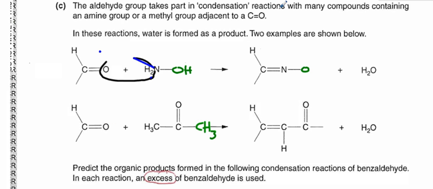It says that condensation reactions will occur with many compounds containing an amine group or a methyl group adjacent to a C double bond O. So they will occur with a methyl group adjacent to a C double bond O. Here I've got one methyl group, two methyl groups, both adjacent to the C double bond O. And I've got lots and lots of benzaldehyde.